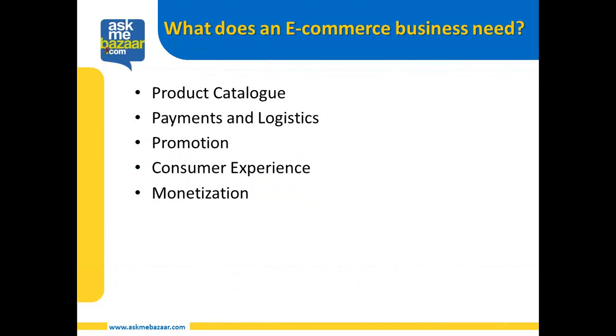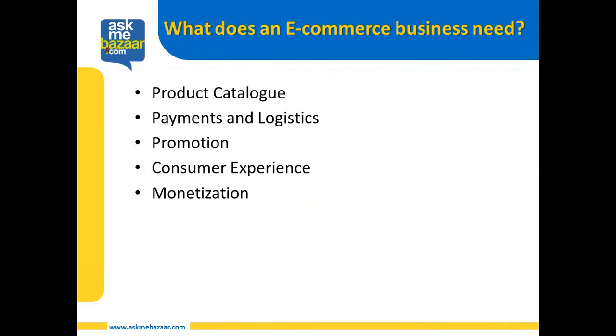So if someone wants to open an e-commerce business, what are the things that he would need? The first requirement is a product catalog. A product catalog is basically a list of products which has the seller information about the products, the pictures of the product, and the price information.